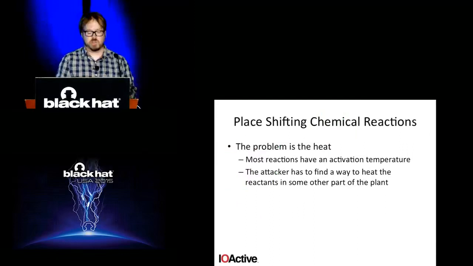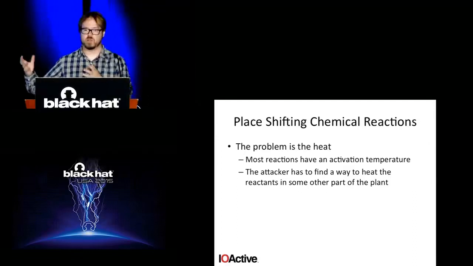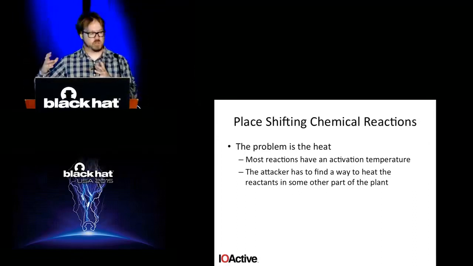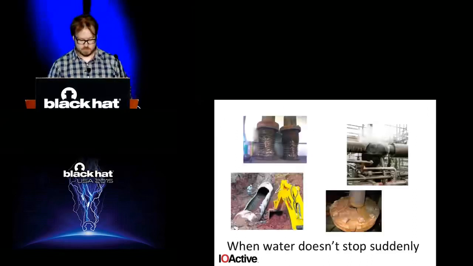The problem with place-shifting chemical reactions is the heat. If you take a bunch of unreacted chemicals out of a vessel and move them into the piping structure, most of the time it's not going to start reacting violently. Most reactions have an activation temperature, so as the attacker, you have to find an alternate method of heating it up to move it across. We'll cover that a little bit more later.